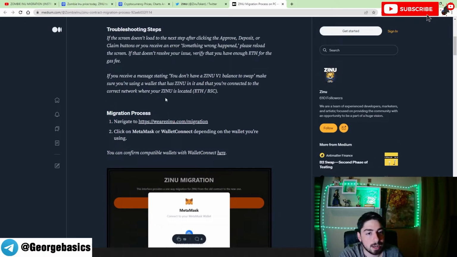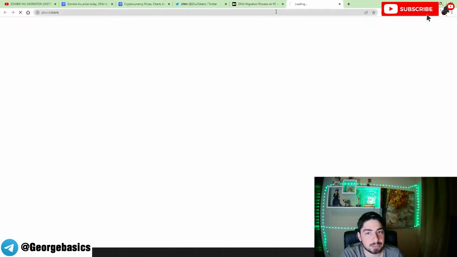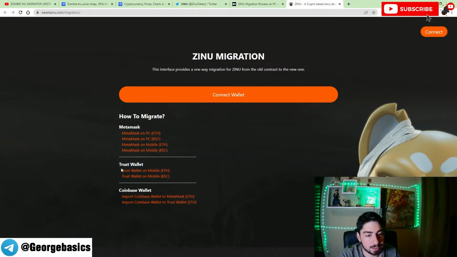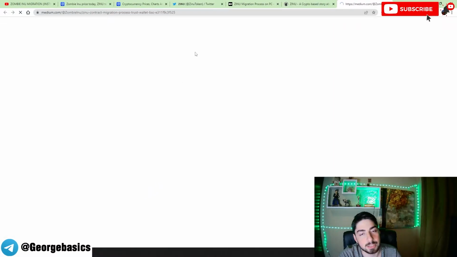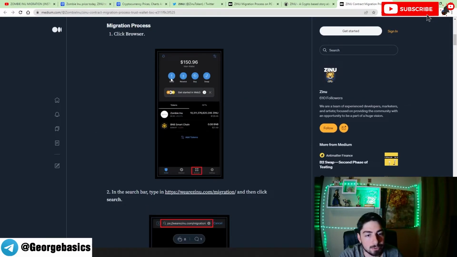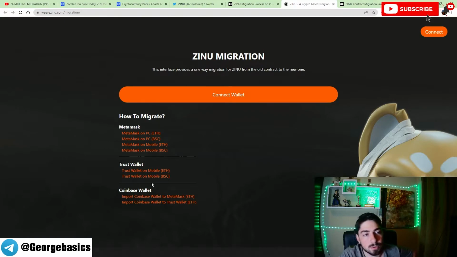And for the people who are asking me questions about how to migrate from Trustwallet, you just need to click this link which is here, and close this pop-up. This is the Trustwallet guide: Trustwallet on mobile, Ethereum; Trustwallet on mobile, Binance Smart Chain. So choose one of them. If you're holding Zinu token through Binance Smart Chain, you just click this guide here, and this article appears in your browser, and here will be a step-by-step guide on how to transfer your Zombie Inu V1 tokens to Zombie Inu V2 through Binance Smart Chain, guys. So this is the answer for you guys who are asking me questions about how to transfer tokens from Trustwallet.